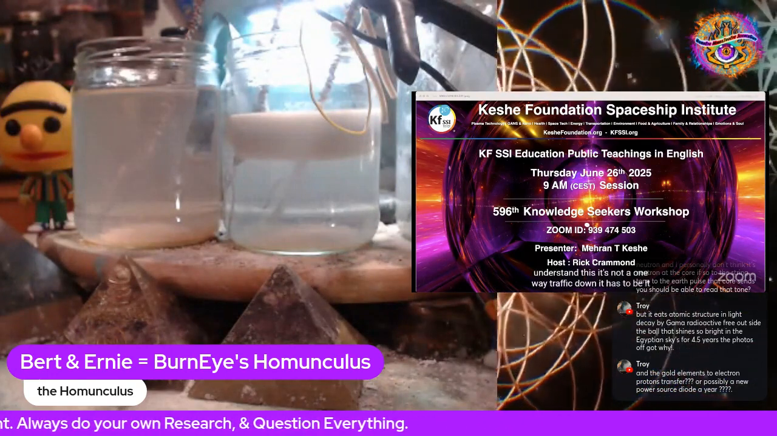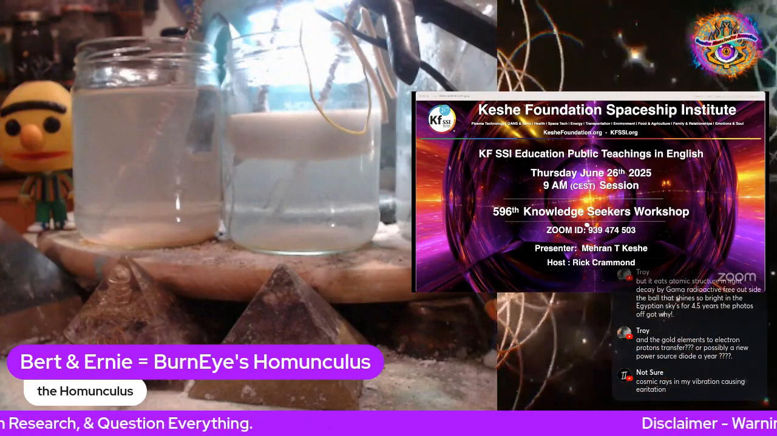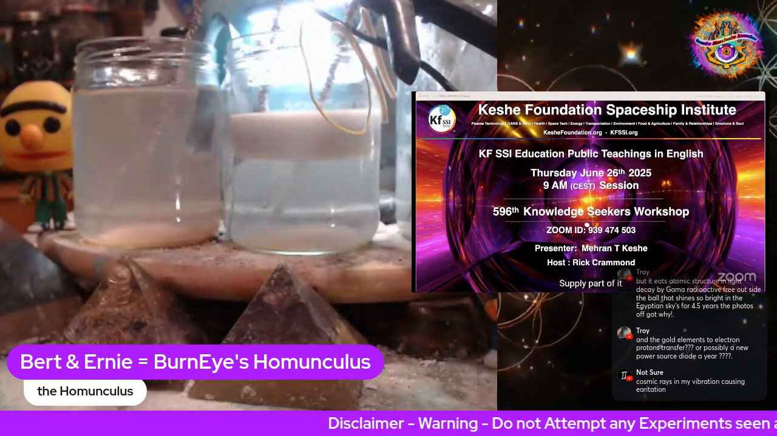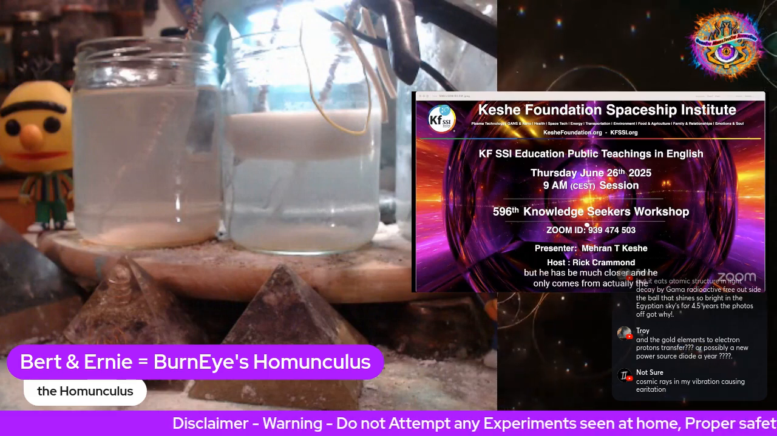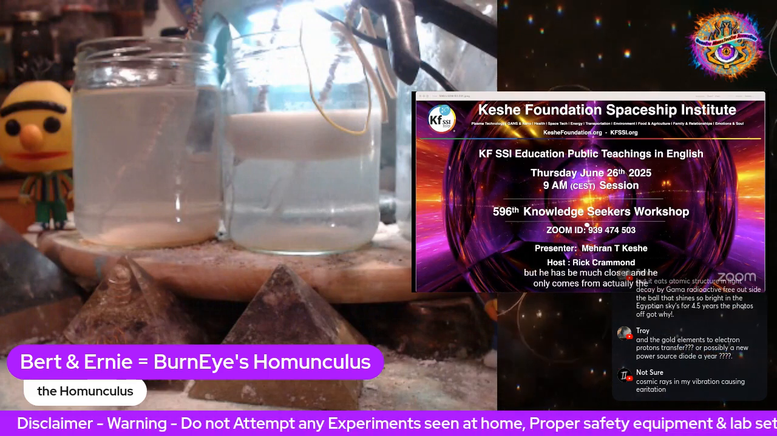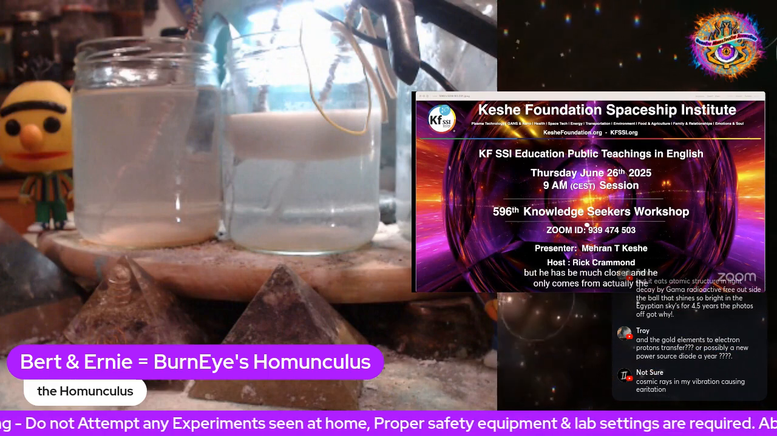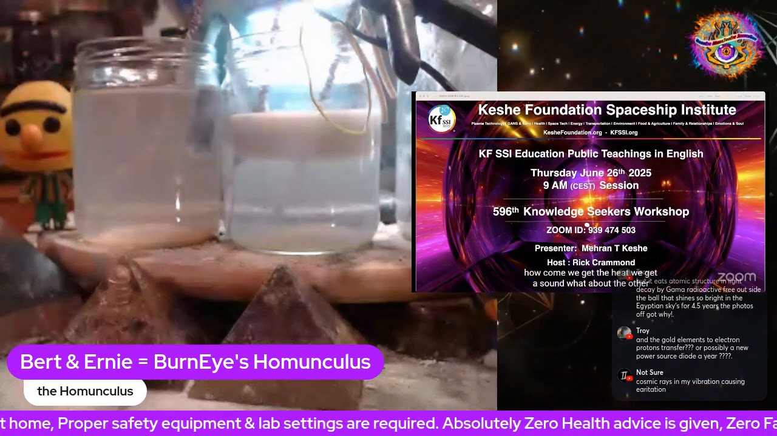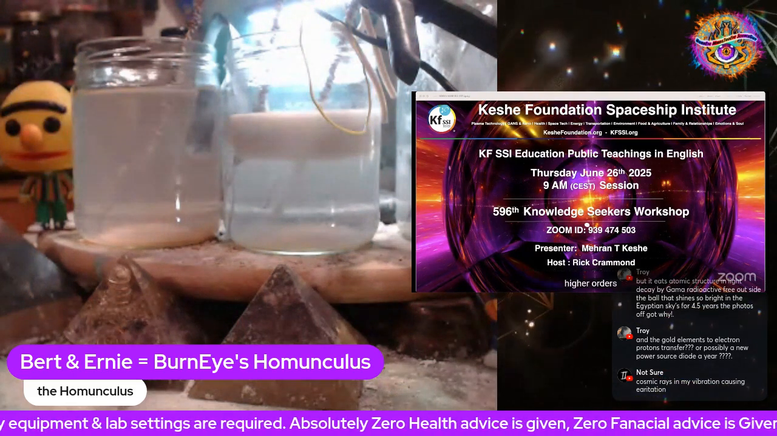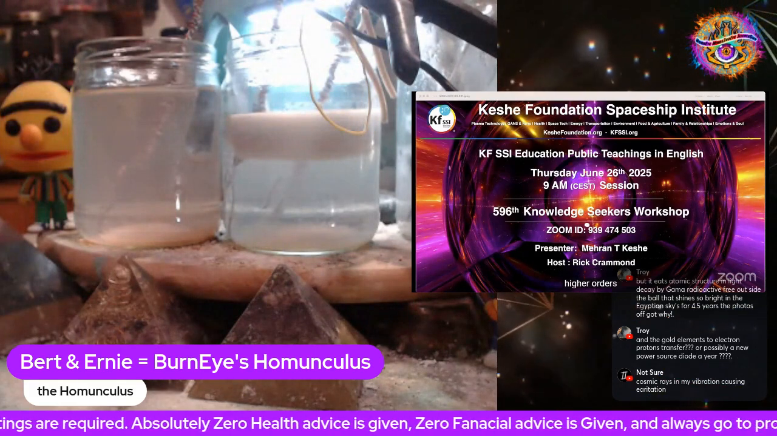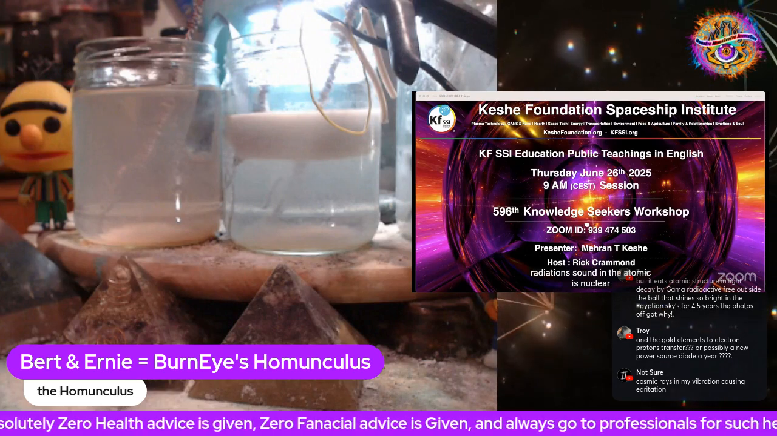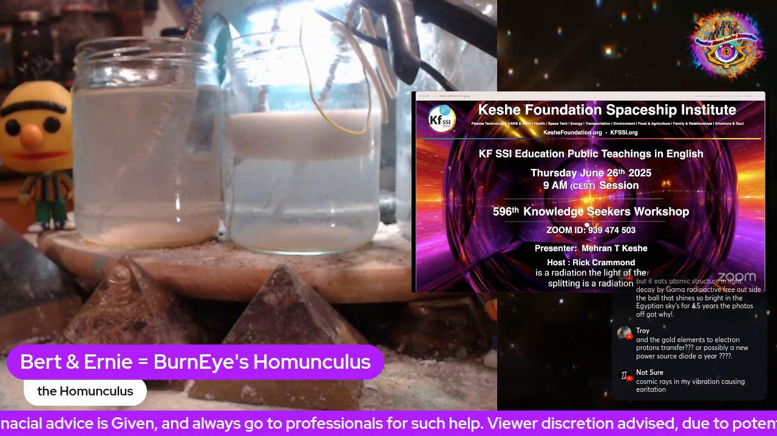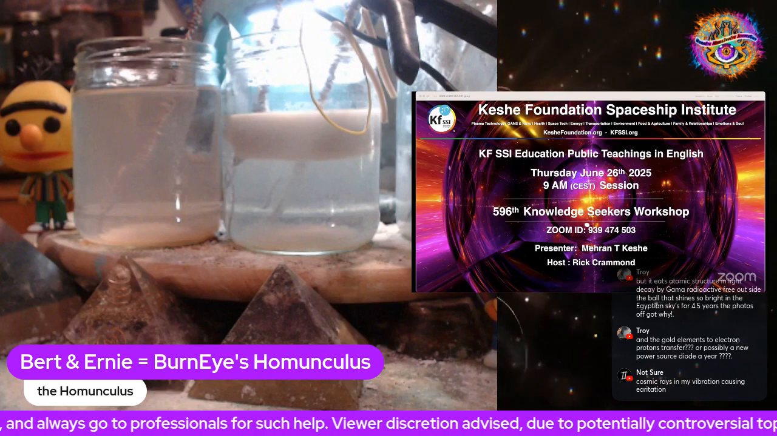It's not a one-way traffic down. It has to be a balance. Where the balance comes, cosmic ray could supply part of it, but it has to be much closer, and it only comes from the decay of the neutron itself. It's not all heat and sound. What about the other higher-order radiations? Sound in the atomic, the nuclear, is a radiation. The light of the splitting is a radiation.